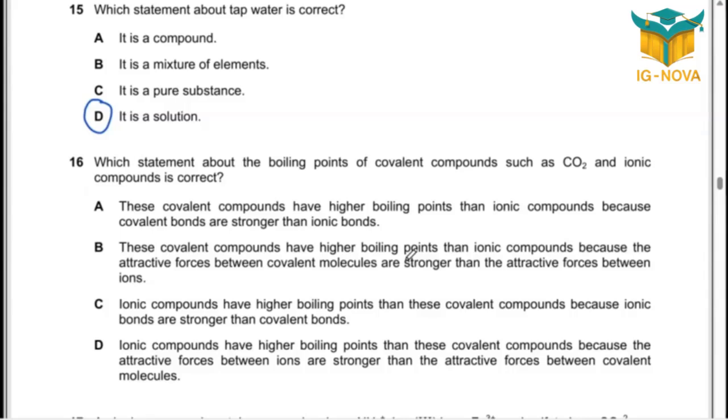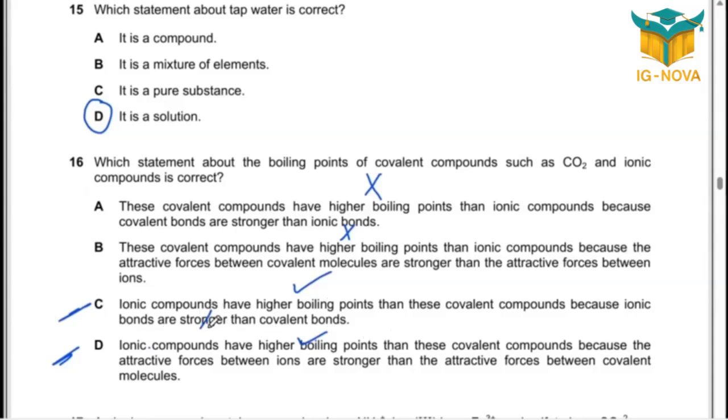Boiling points of covalent compounds. By the way, I prefer using covalent molecules, such as carbon dioxide, and any compound is correct. These covalent compounds have higher boiling point. For most common compounds we have, ionic have higher. So covalent compounds have higher, this is a mistake as well. So option C, D. Ionic compounds have higher boiling points than these covalent compounds, because ionic bonds are stronger.